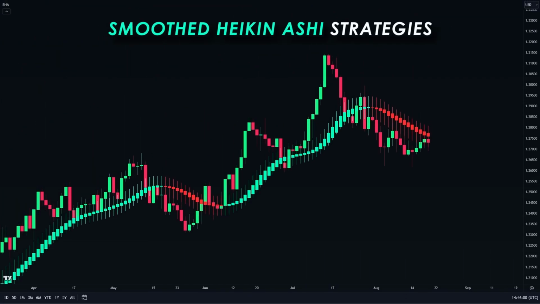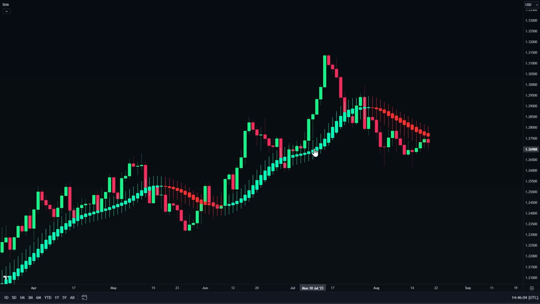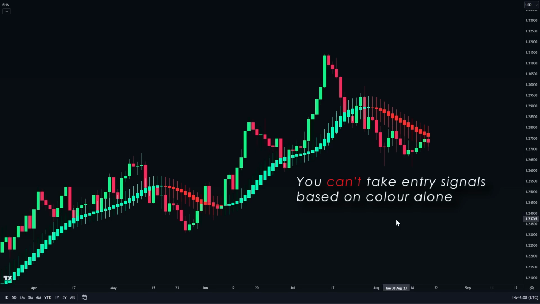Strategies that you can use with the Smooth Heiken Ashi. So as we know, the indicator displays red and green candles depending on the trend direction. However, you need to remember that this isn't a buy or sell signal. You cannot take a buy position just because the indicator turned green, and you can't just take a sell position just because the indicator turned red. That isn't how you're supposed to use the indicator, because using it that way will actually result in a very late entry signal. Let's observe an example.